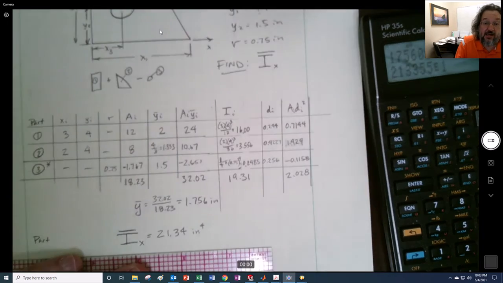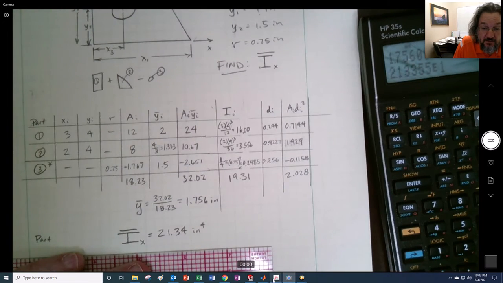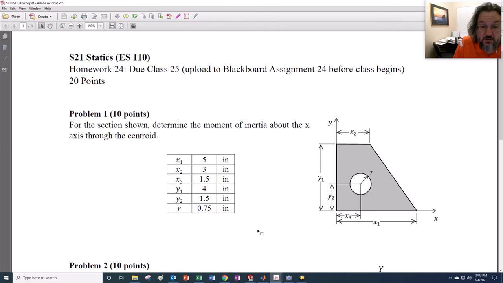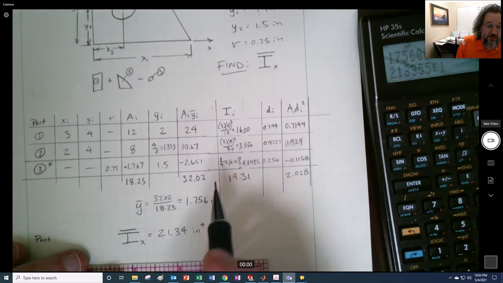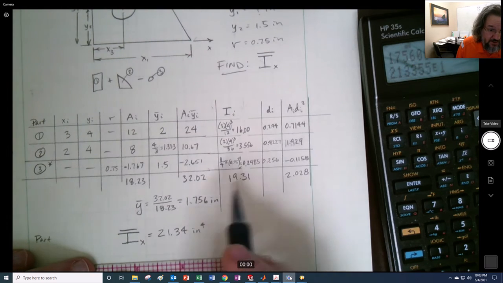And is that what I asked for? I think that's all I asked for. Yeah, moment of inertia about the centroid. Okay. Well, it'll be good to tell you what the centroid is, but we know that the centroid is this far above.